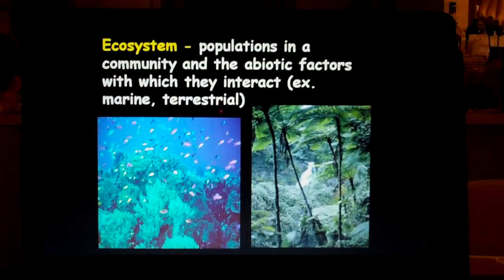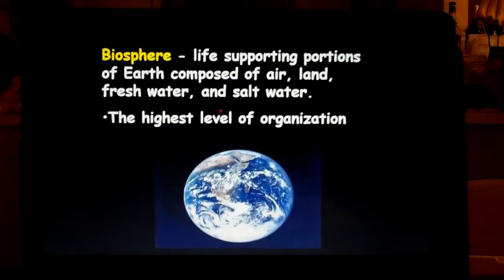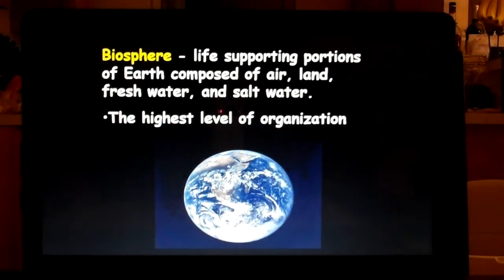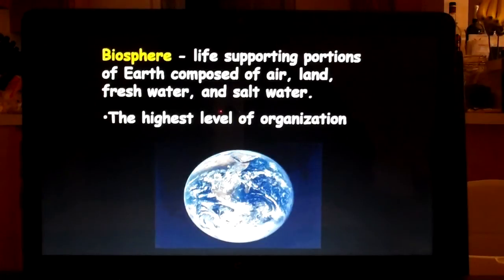Okay, then we move into the level of an ecosystem. An ecosystem are populations in a community and the abiotic factors with which they interact. So we have terrestrial and we have marine. Okay, and finally, we have the biosphere, the life-supporting portions of Earth composed of air, land, fresh water, and salt water, the highest level of organization within our planet.